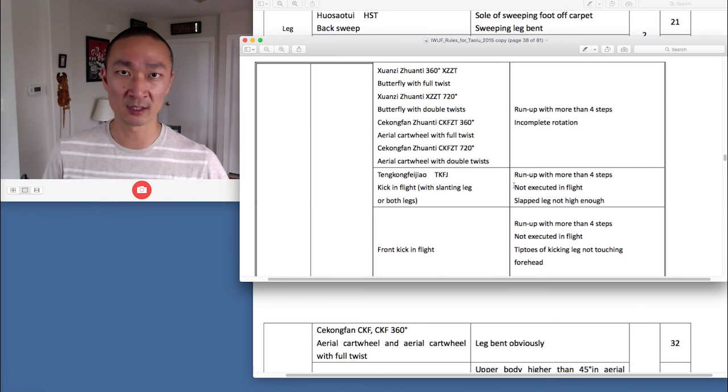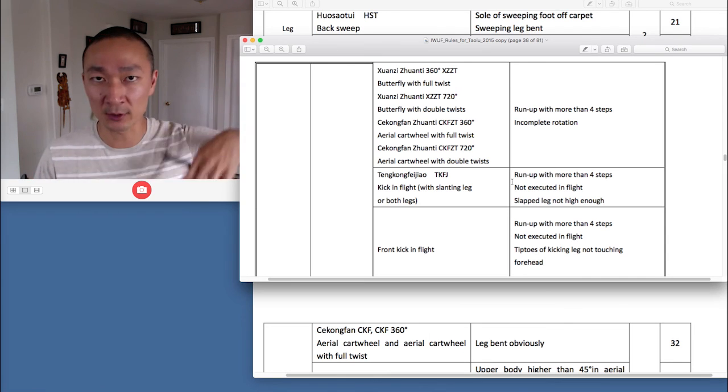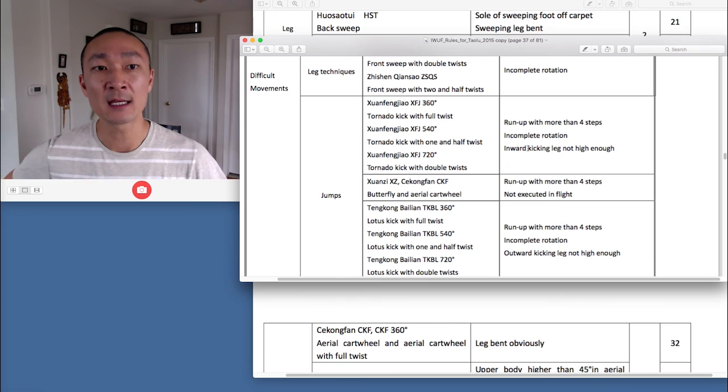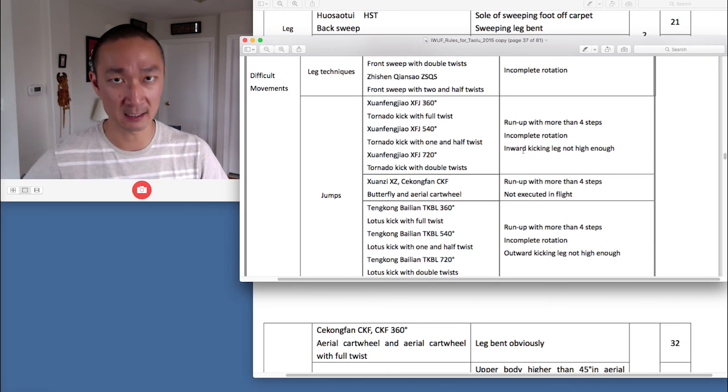Now with the tengkong feijiao, because there is no rotation, it's a jumping front kick, the requirement there is that it must be executed in flight, right? So the kick must be completed while the athlete is still in the air. And finally, the kicking leg must be high enough.